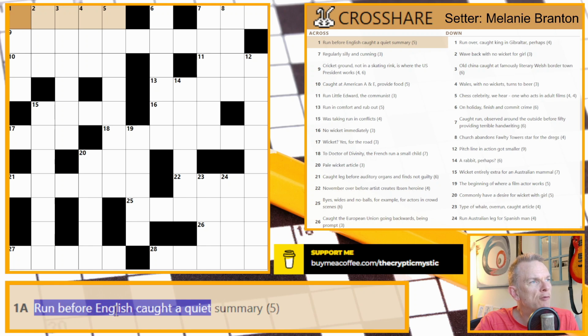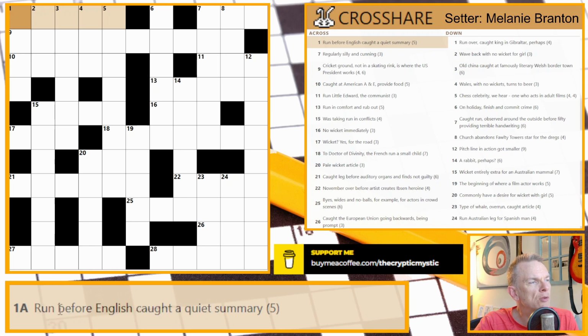So we have "run before English caught a quiet." Run can be abbreviated to an R, and that's coming before English. English can be abbreviated to an E. Caught is abbreviated to a C. Then we have the letter A that just goes straight into the answer. And quiet is very often coded as P, because that can be piano in music to mean soft or quiet. So if we put all that together, we get RECAP, which is a summary. See? Cool. Nice one. That's a nice clue.